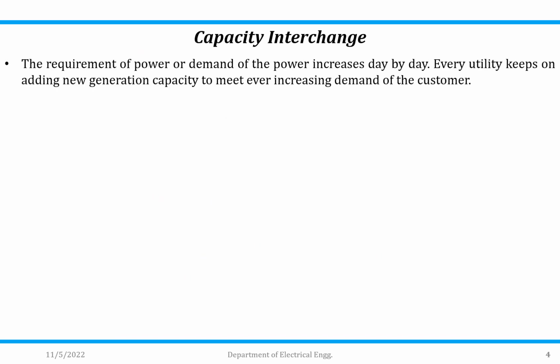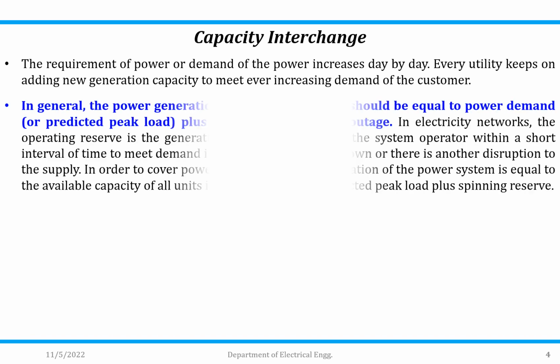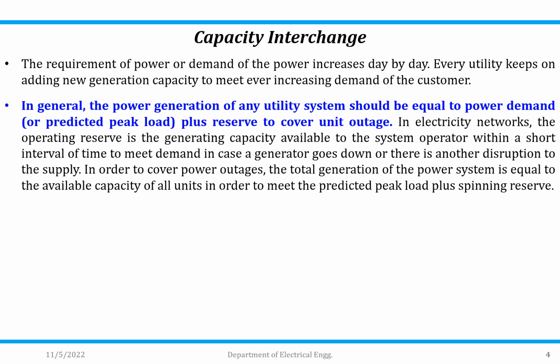The requirement, or demand, of power increases day by day. Every utility keeps on adding new generation capacity to meet the ever increasing demand of the customer. Now in general we know the power generation of any utility system should be equal to the power demand, or we can say the predicted peak load, plus reserve to cover the unit outage. That we have already gone through.